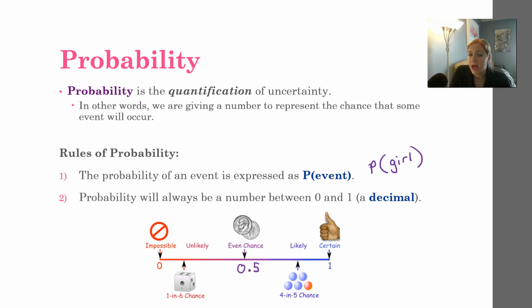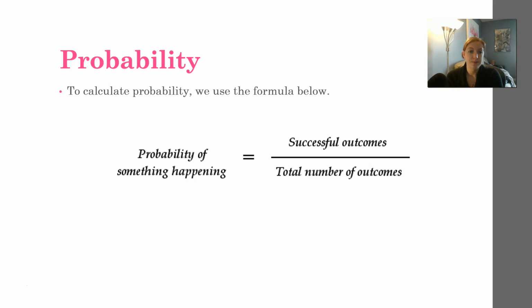Rolling a 1 on a die would be 0.167, or if we were to change that to percentages, we move the decimal over 2, which would give us 16.7%. So not very likely to roll a 1 on a die. Versus very likely would be towards the 1. So it's just like a number scale between 0 and 1. So you're always going to end up with a decimal, and then we can convert it to percentages. And I'll show some examples on how to do that as well.